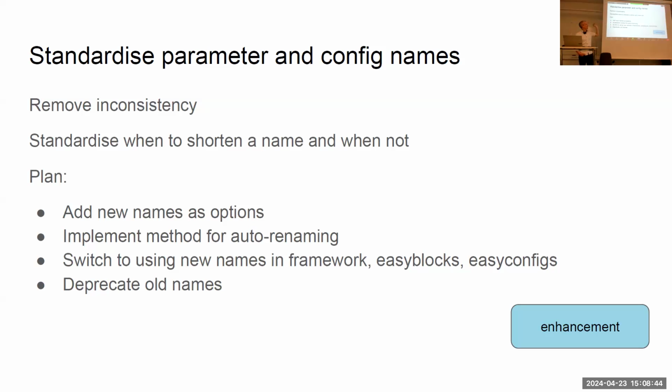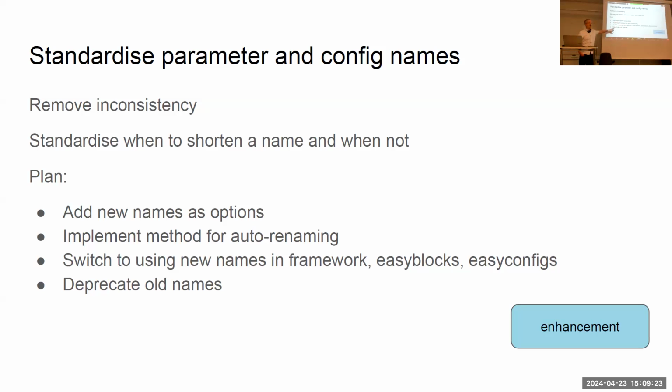We're still deciding whether we're going to add the new names in some way as a second set of options, and then implement methods for auto renaming of them. And then during the lifetime of EasyBuild 5, we will switch to use the new names in framework, easyblocks and configs, and then deprecate the old names. Though exactly that might be an iterative process. It might be a little bit more of a step. We've just got to decide exactly on that, but it's a non-destructive way that this is going to be going forward, just to make everybody's life easier.